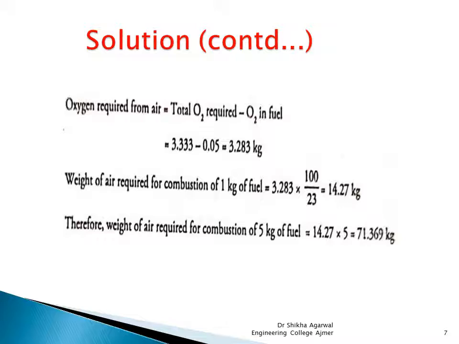The question says, calculate the weight of air required for the combustion of 5 kg of fuel. So for 5 kg, you just multiply it with 5, 14.27 into 5. So that is 71.369 kg.